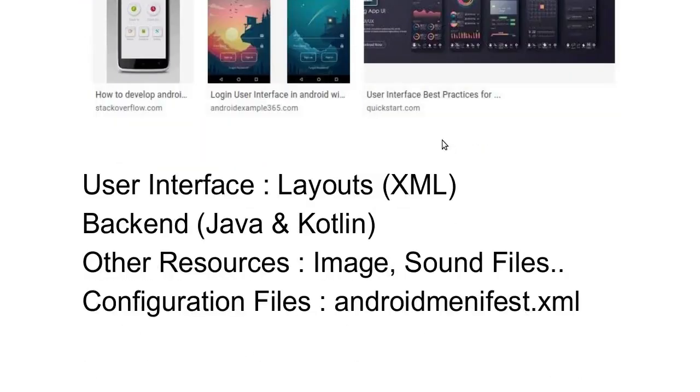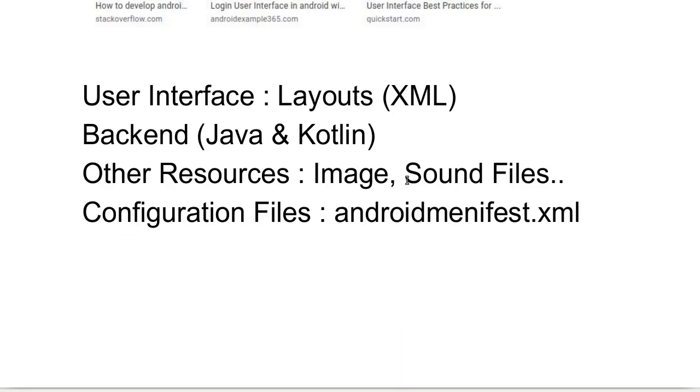So I hope you understand the user interface. In Android, the user interface is an XML file. We have to write the user interfaces, which we call layouts, in the XML coding language. So XML is the language in which we write the user interface, and the backend is written in either Java or Kotlin, and we need other resources like images and sound files.